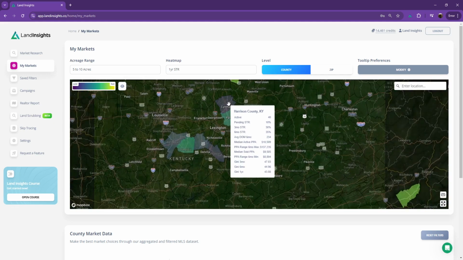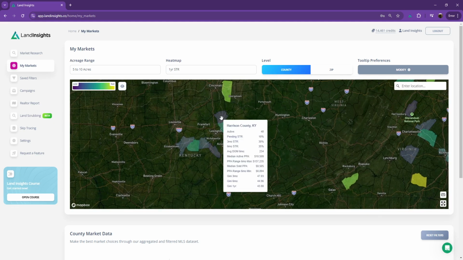That is using the My Markets area to find value add opportunities.